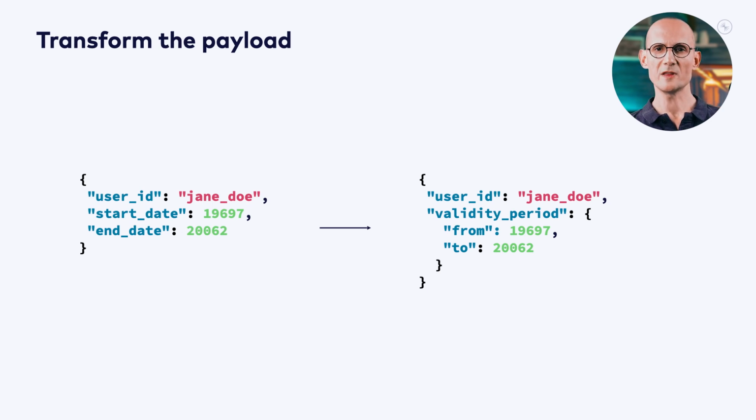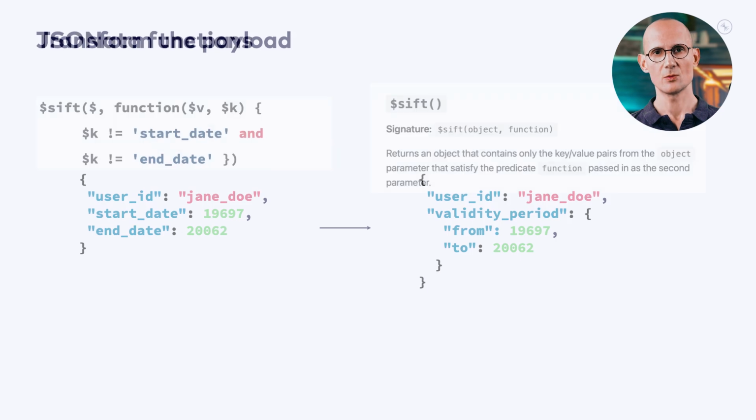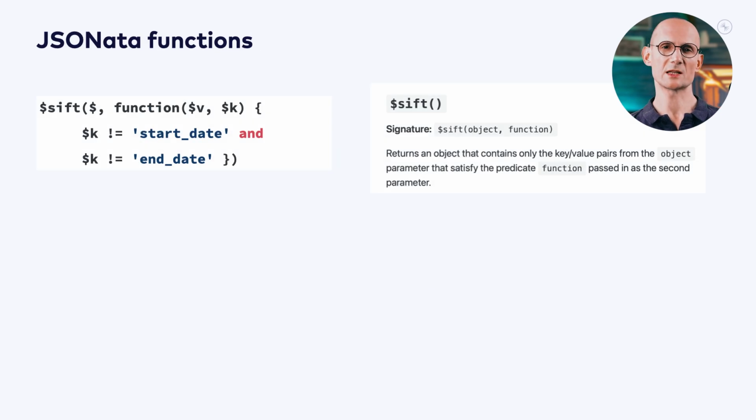We need to remove the end date and the start date properties from the message. We also need to add the properties from and to and nest them under the validity period field. We also need to set their values to start date and end date, respectively. We are going to do that by using two JSONata functions. To remove the end date and start date properties, we're going to use the higher order function called sift.